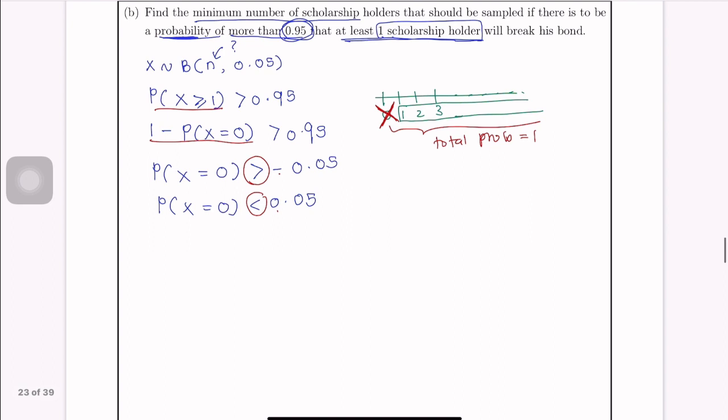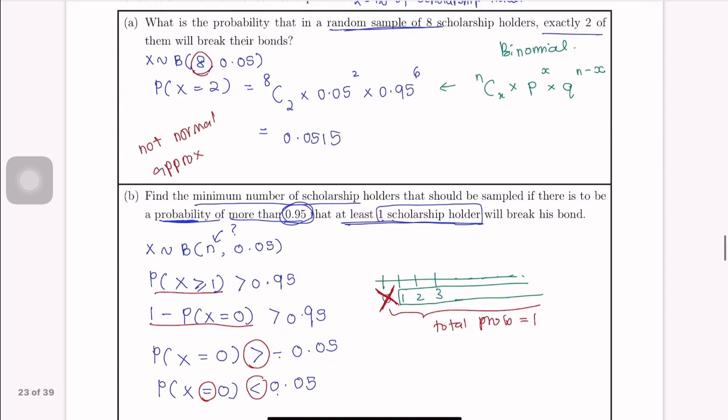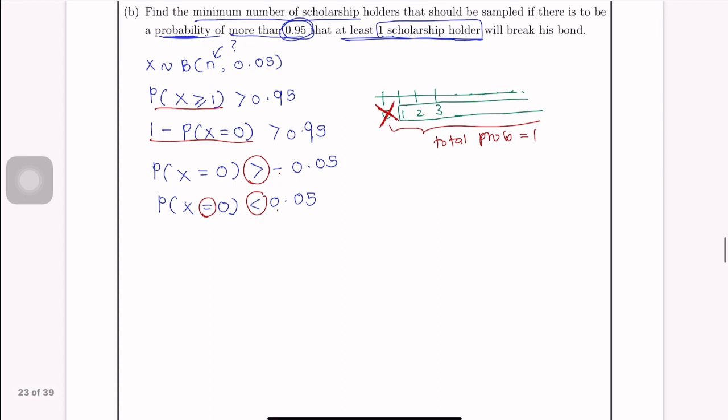Okay, since we have equal, we can straight away use the formula. The same formula we use in question A: nC0 times 0.05 to the power of 0 times 0.95 to the power of n minus 0, less than 0.05. Okay, this one will be 1. Any number C0 will get 1.